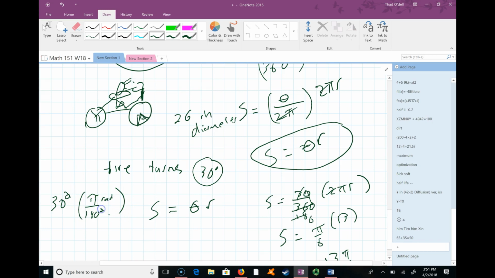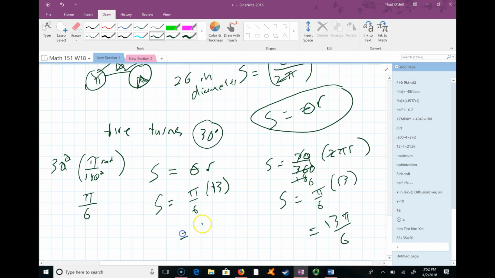The degrees cancel out. That would end up being pi over, zeros cancel out, over 6, because 3 and 18 reduced to 1 and 6. So then we would go S is equal to pi over 6 times the radius, which of course we already said is 13. And notice we get the same answer, 13 pi over 6. So you could convert the degrees into radians, or you could just plug it into this formula. Okay, and that's an arc length question.